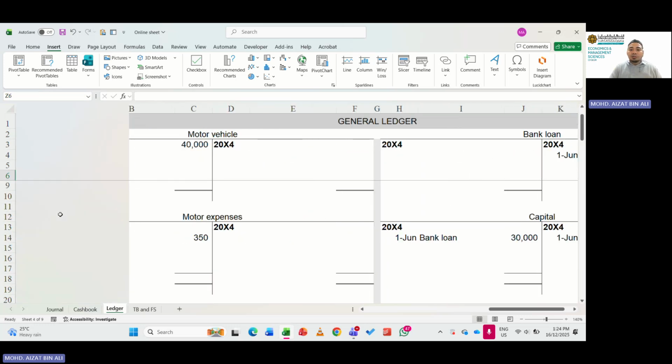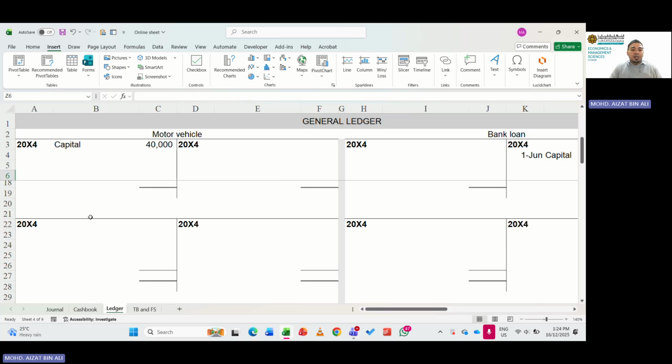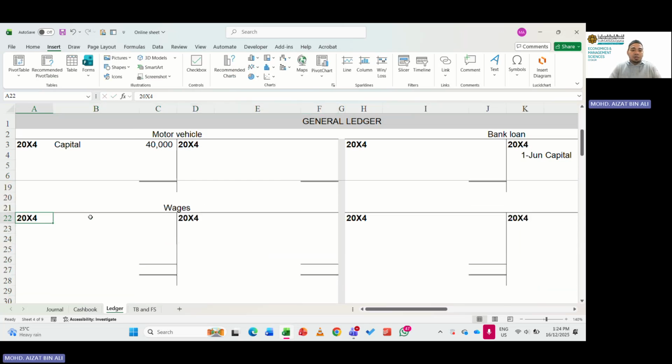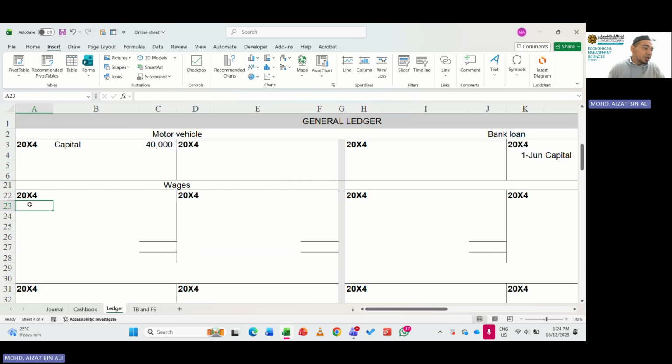Let's go to our GL and open the wages expenses account. So this is the wages expenses account. It should be debit because it is an expense. So 18 June, bank, 1,500 ringgit, right?